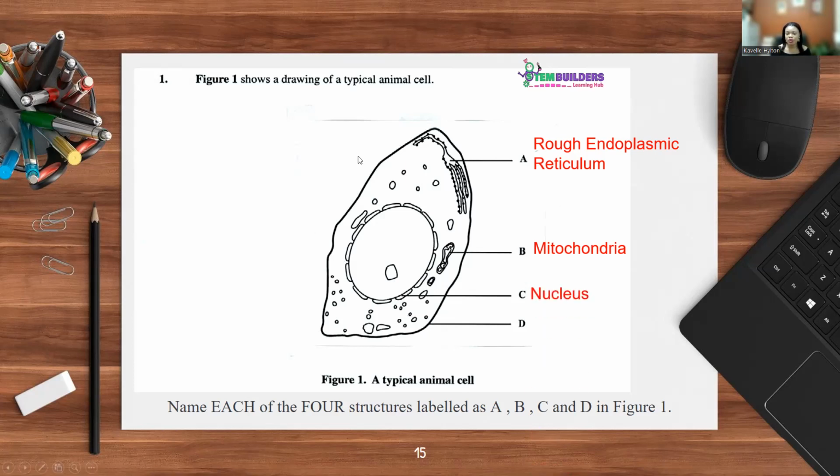And of course, D only has one layer, and that one layer of barrier that protects it and that controls what goes in and out of it, the security guard for the cell rather, is the cell membrane.